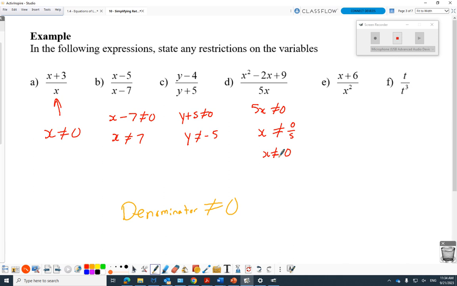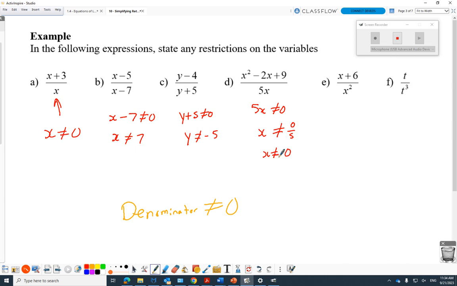Well, that messes people up. They go, well, could x be 0 here? Oh, sorry, I'll use y. Could y be 0 here? Yeah, look at 0 plus 5. So it's not just that the variable can't equal 0. It's that the denominator can't equal 0. In this case, in part C, y could be 0 because the denominator then would be 0 plus 5. y can't be negative 5. That's what makes the denominator 0.